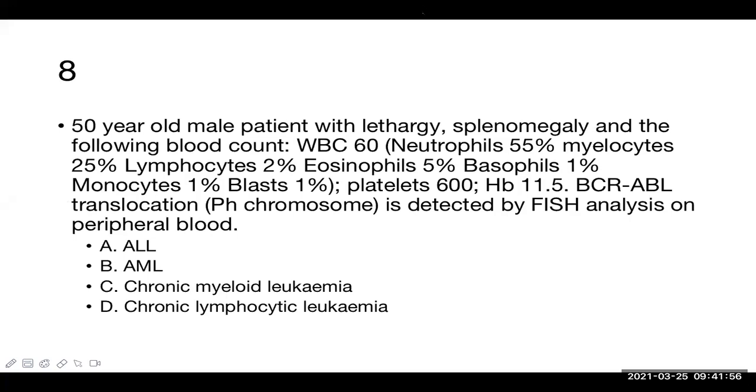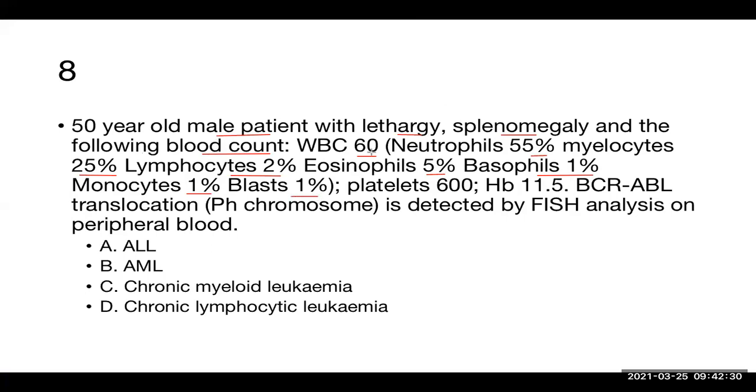Okay, now number 8. A 50-year-old male patient with lethargy, splenomegaly, and the following blood count: WBC 60, neutrophil 55%, myelocyte 25%, lymphocyte 2%, eosinophil 5%, basophil 1%, monocyte 1%, and even blast cells 1%.